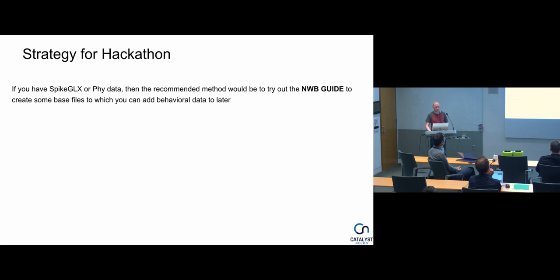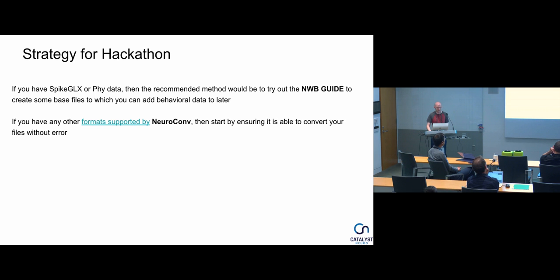So for the strategy for the hackathon, starting now and proceeding until the end of the user days, if you have spiked Elixir-Fi data, I do recommend at least trying the guide to get some base files for those. We really appreciate ideas and feedback, just like the import CSV table. So if you have any ideas, please let us know, or if you just have general feedback on the experience. We're looking for feedback on that, basically.